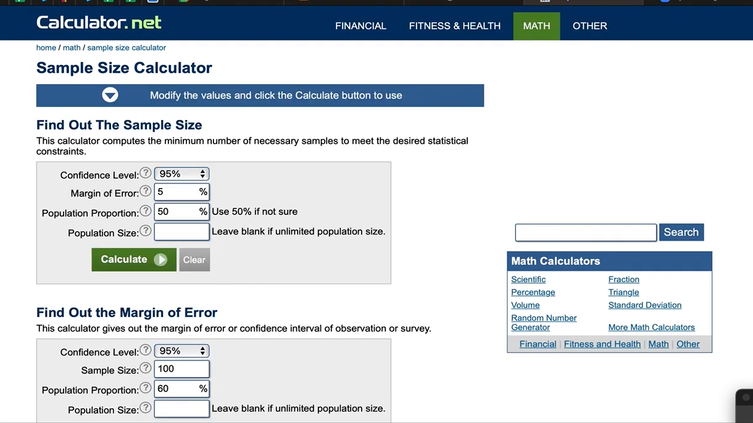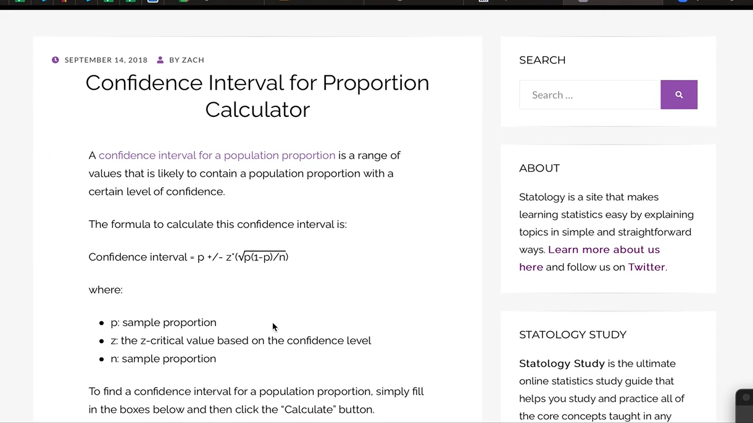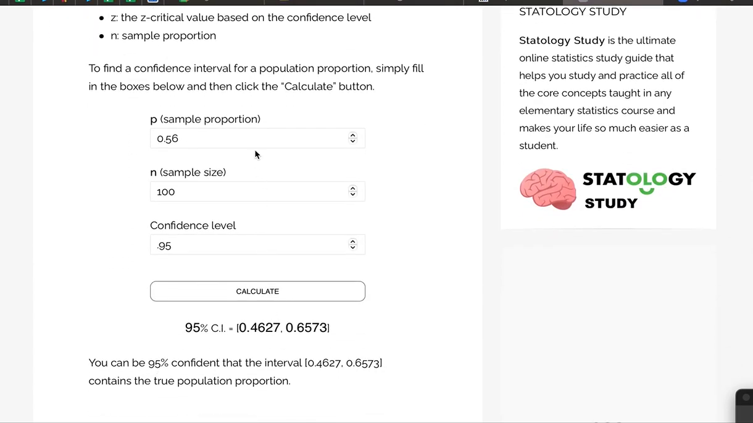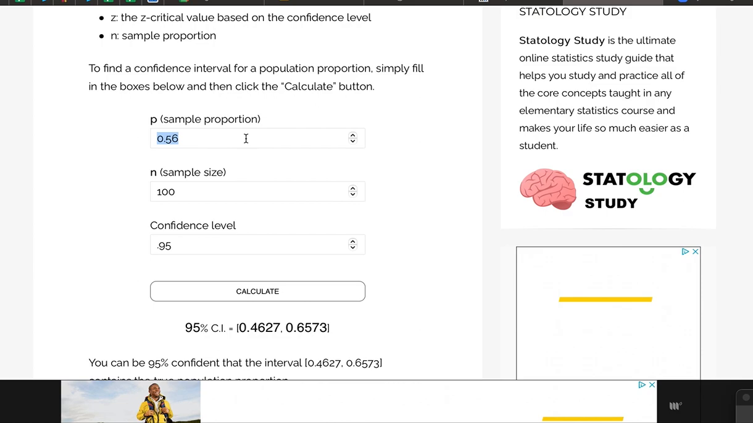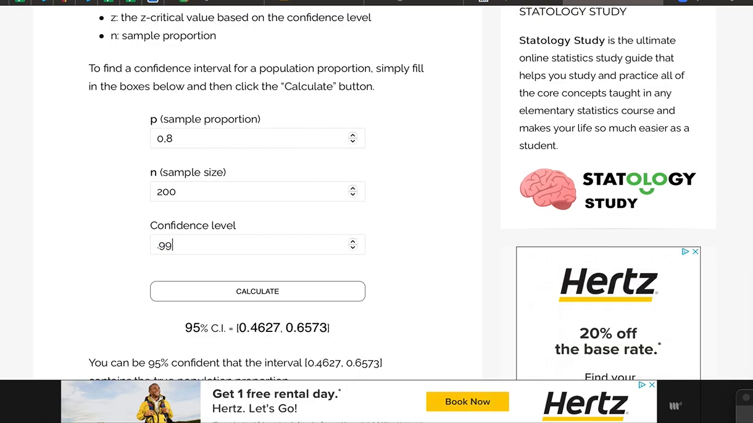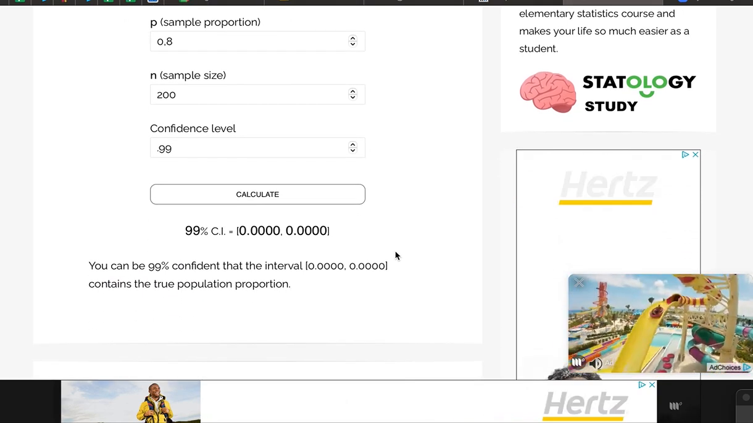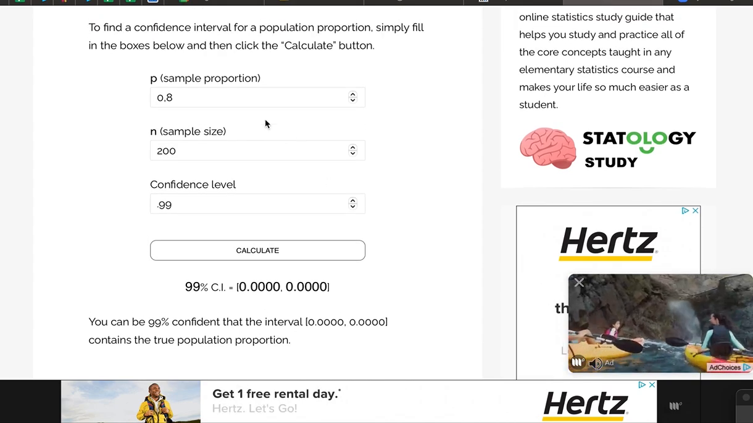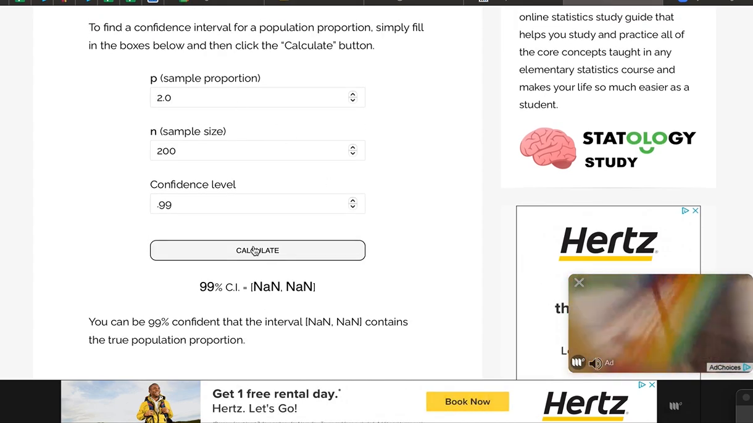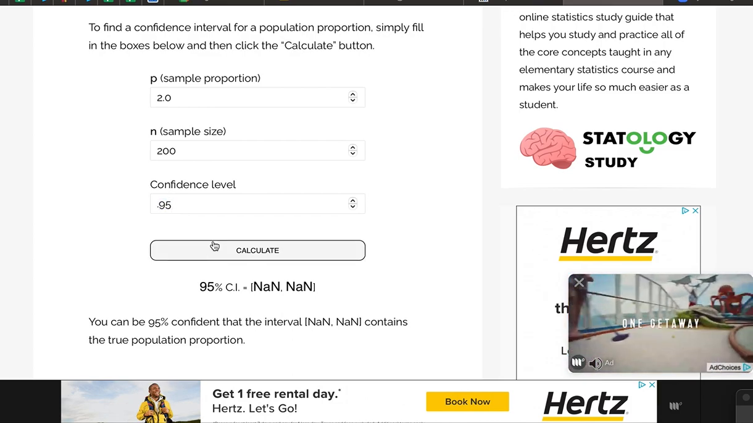And for the third calculator, we have the confidence interval for a population proportion. So here, you may have a sample proportion of, let's say, 0.8 and a sample size of 200, and we want a 99% confidence level. And this will show you can be 99% confident that the interval contains the true population. So when you change the numbers, it'll show you any other additional information that you're looking for.